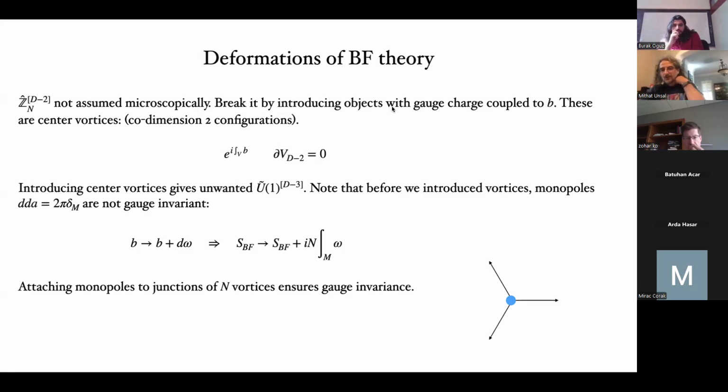So what we can do is introduce objects with gauge charge coupled to these fields. These objects are codimension 2 objects. So they are points in 2 dimensions, lines in 3 Euclidean dimensions, and surfaces in 4 dimensions. So we can introduce these objects. However, introducing them, I will come back to this, gives some extra unwanted continuous symmetry, in particular in D equal 3 and 4 dimensions. And you can actually show that you can get rid of this symmetry by introducing monopoles. I will make these things very precise in particular examples.